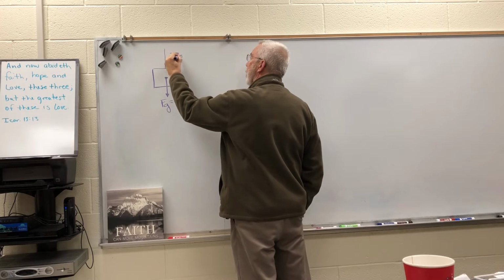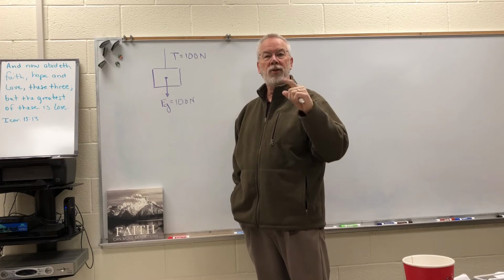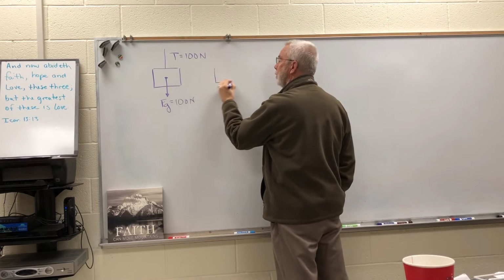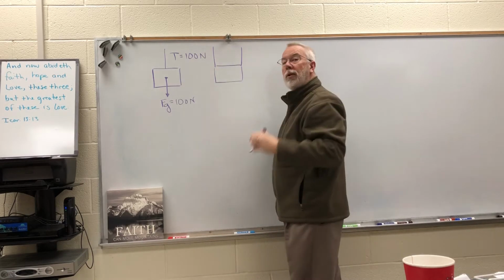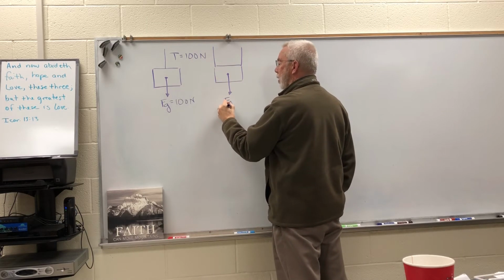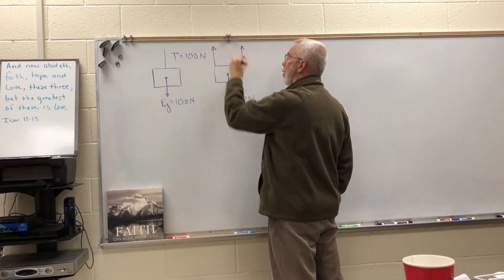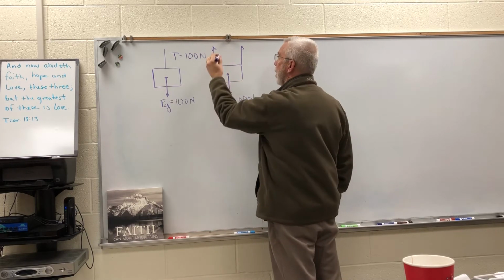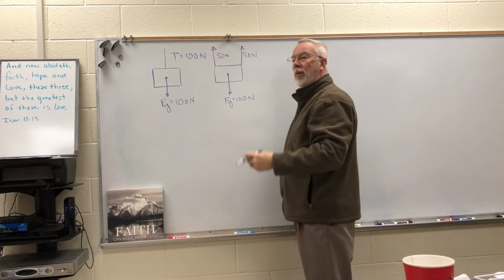The tension would have to be equal to 100 newtons also, because it was being supported by a single string. If you take the same box and support it by two strings, then the weight in the down direction would be 100 newtons. But now each of the strings is holding a fraction of the weight. And because there's two strings, this one would be 50 newtons and this one would be 50 newtons. And we could go on and on.